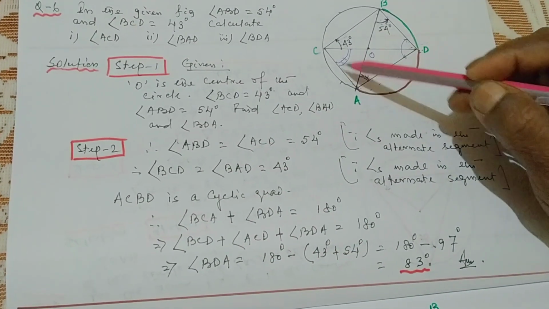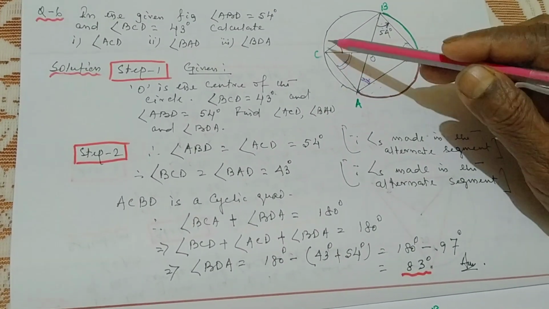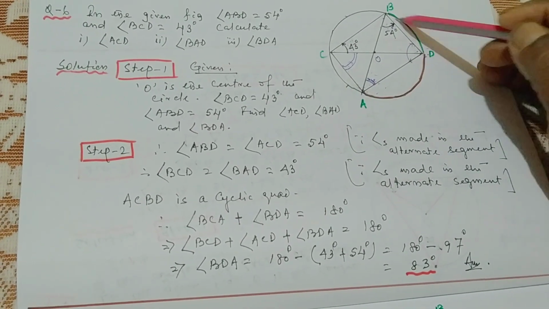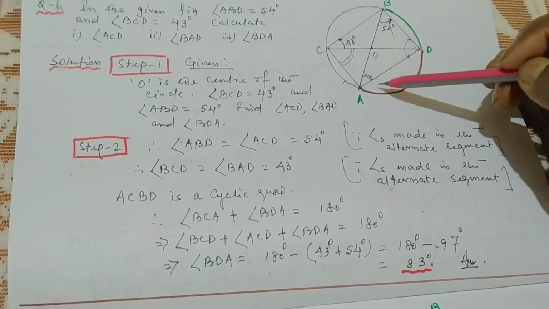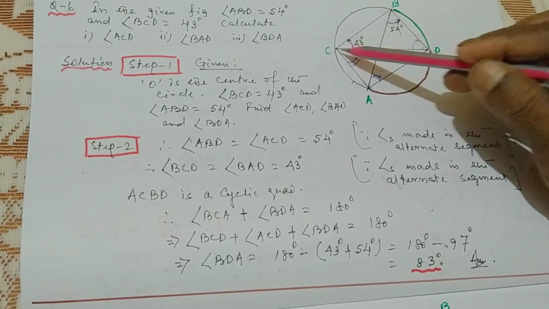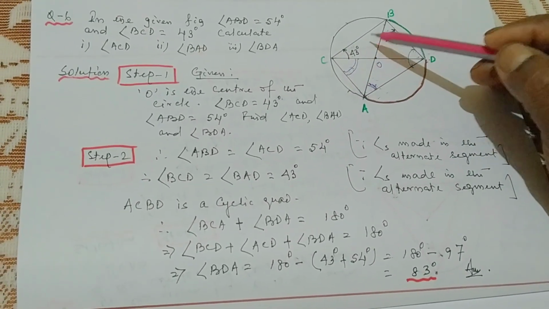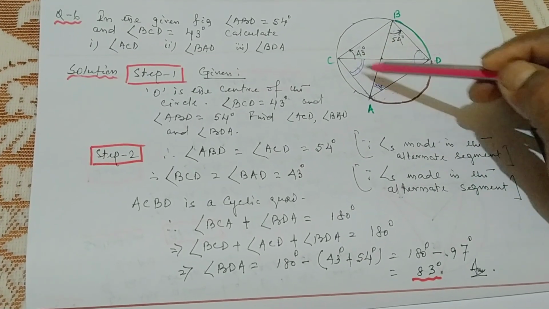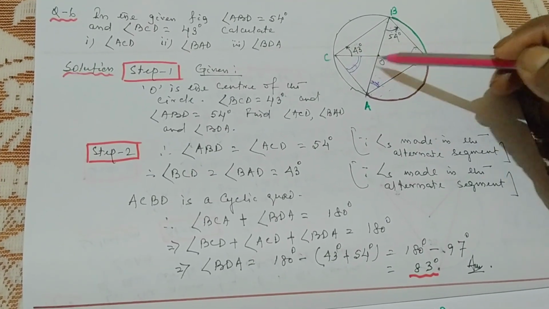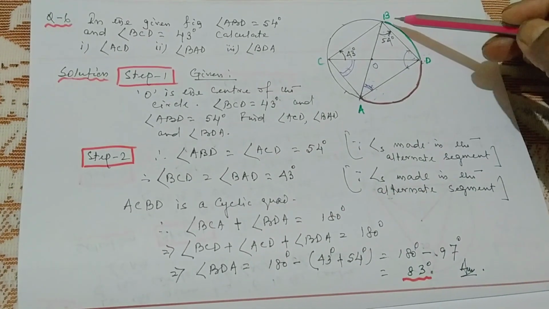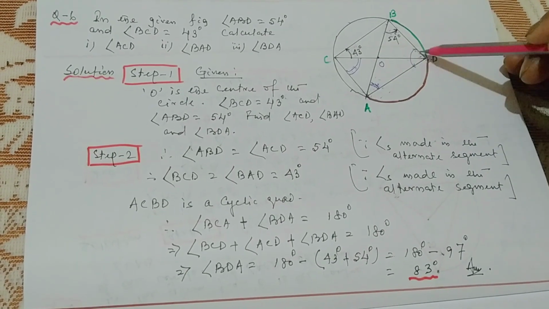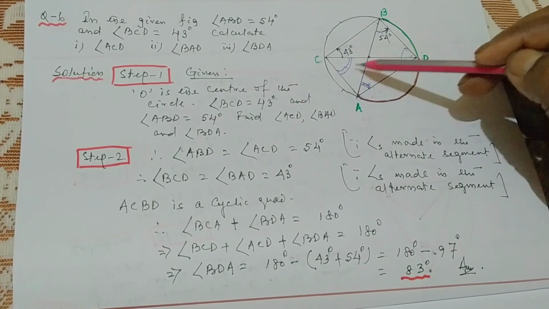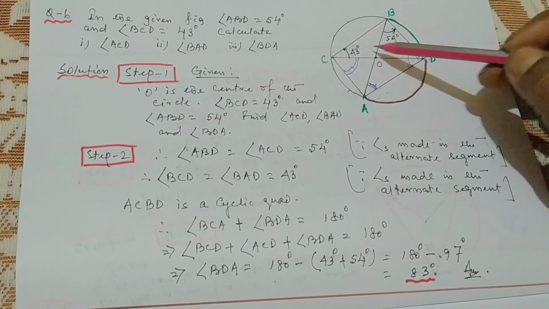ACBD, this is a cyclic quadrilateral because the fourth vertex is on the circle. That is why it is a cyclic quadrilateral. And in this quadrilateral, angle BCA, this total angle plus angle BDA, this total angle equal to 180 degree. This is the property: sum of the opposite angles is equal to 180.